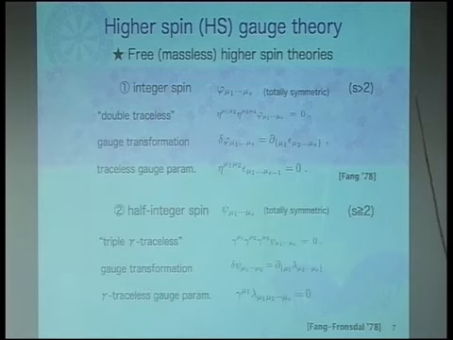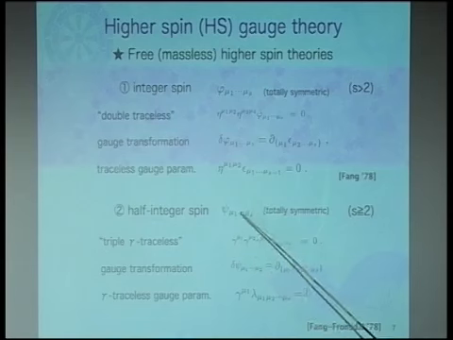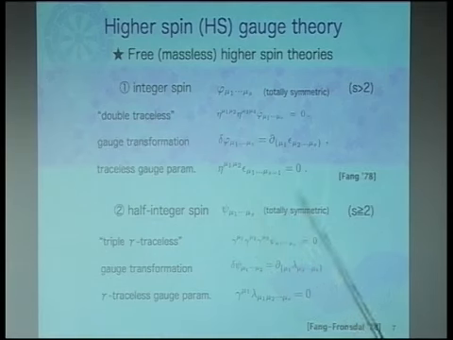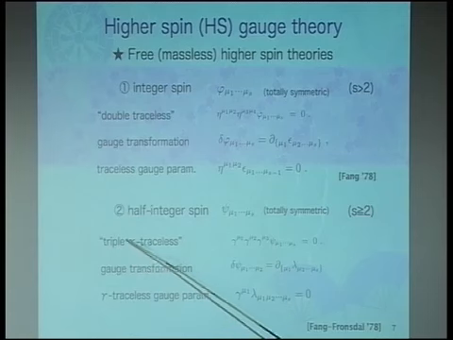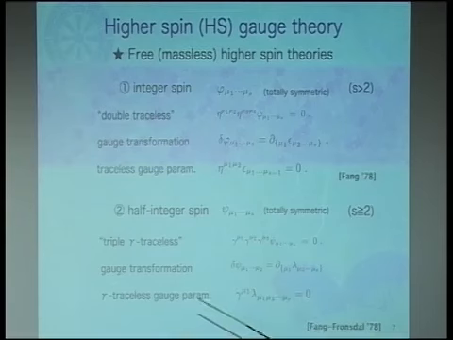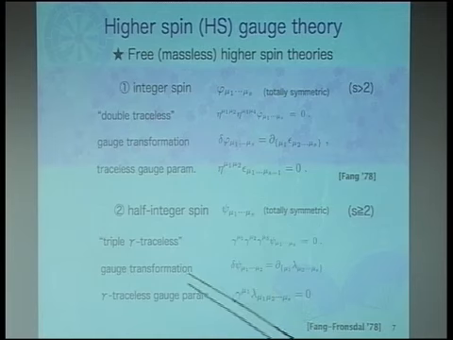And this construction can be applied to the half-integer spin case, denoted by this psi. In this case, this higher spin field should satisfy the so-called triple gamma traceless condition like this. And the gauge transformation is the usual one, but this gauge parameter should satisfy the gamma traceless condition.